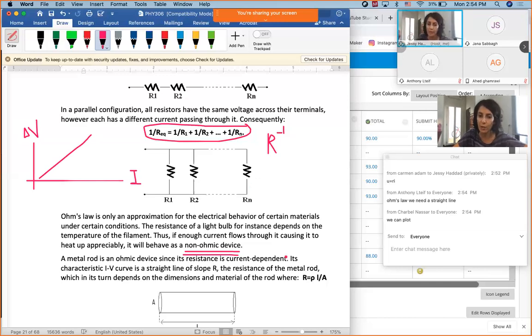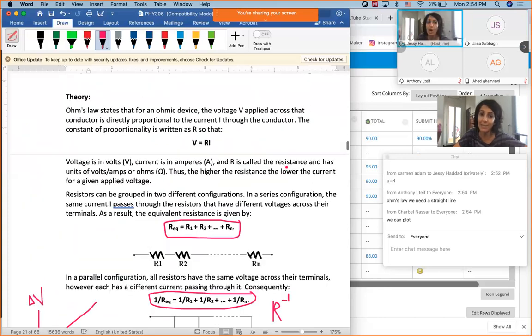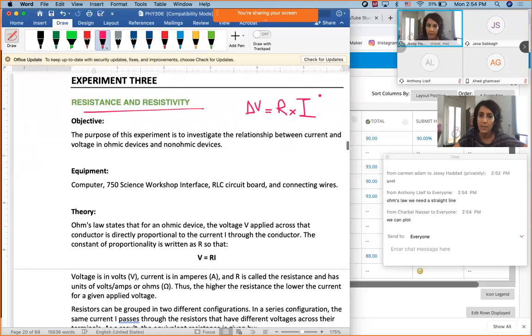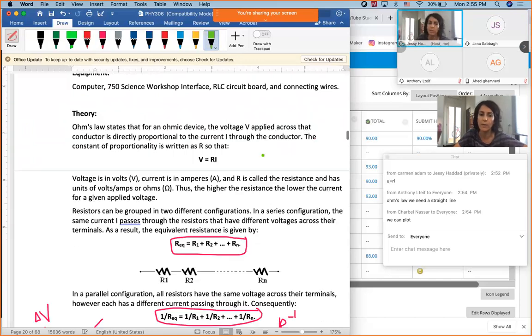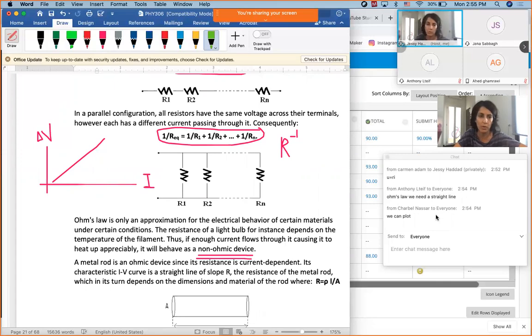Or maybe if you calculate R following delta V equals Ri, if R is not a constant, because the equation you can apply anytime, anywhere, but R equals a constant is what you really care about. So if R equals a constant, it means it is ohmic. So Jana just mentioned, and Anthony and Cherbel are talking about the plot. So we have 2 ways to tell if a device is ohmic or not. Check the plot, linear or not. Check R for different coordinates, constant or not.